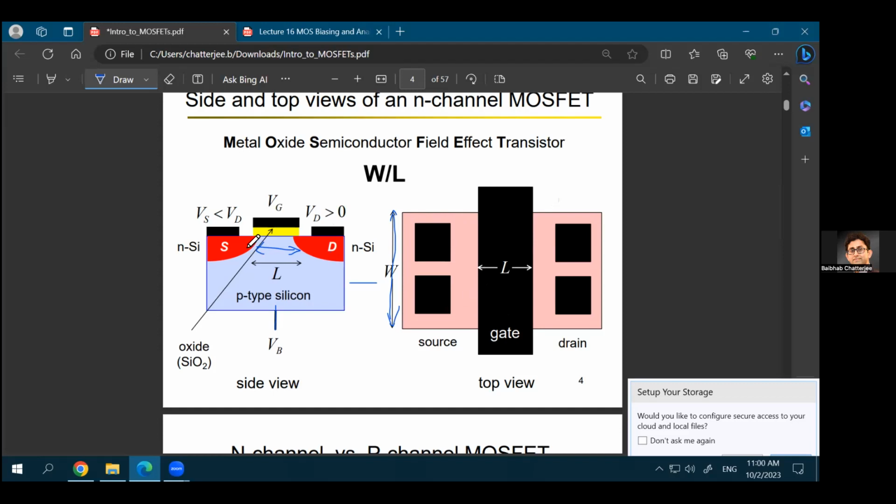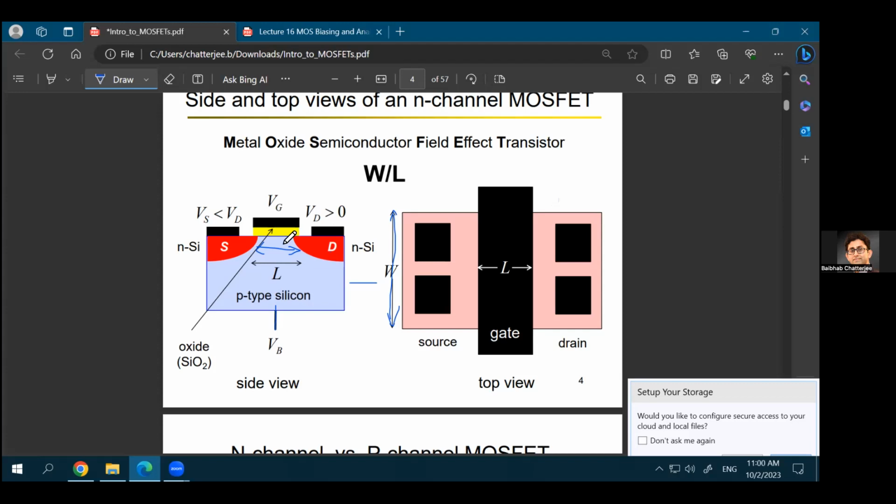But the length of the gate is eventually the distance between the source and the drain regions. Now, the next question is, why is it called a source and why is it called a drain? As you know, the device lets current flow from one terminal to another. And these terminals between which the current will flow are the source and the drain.